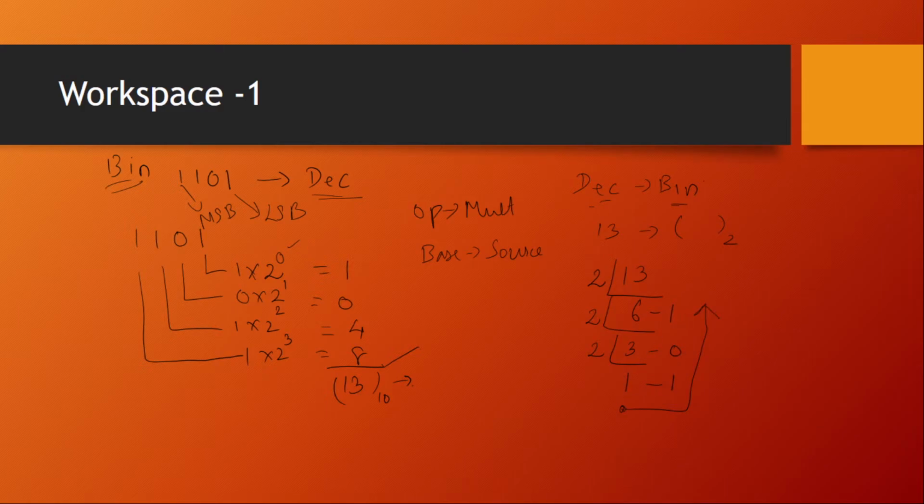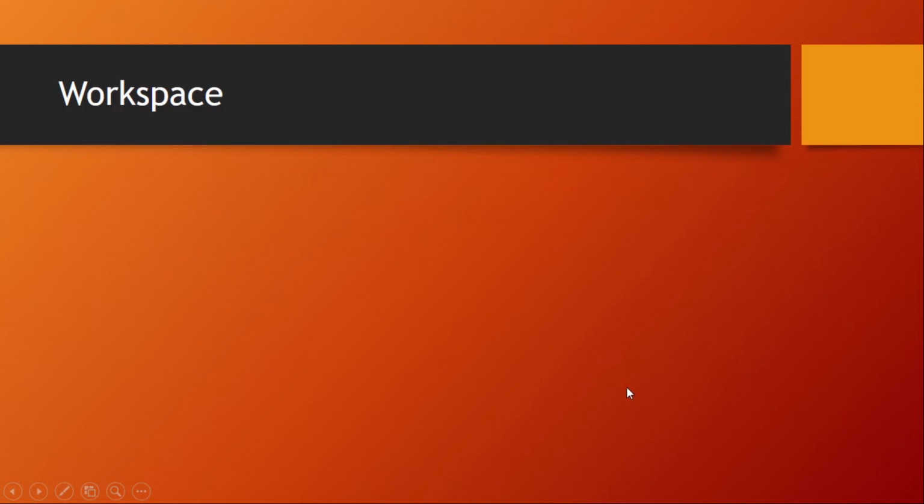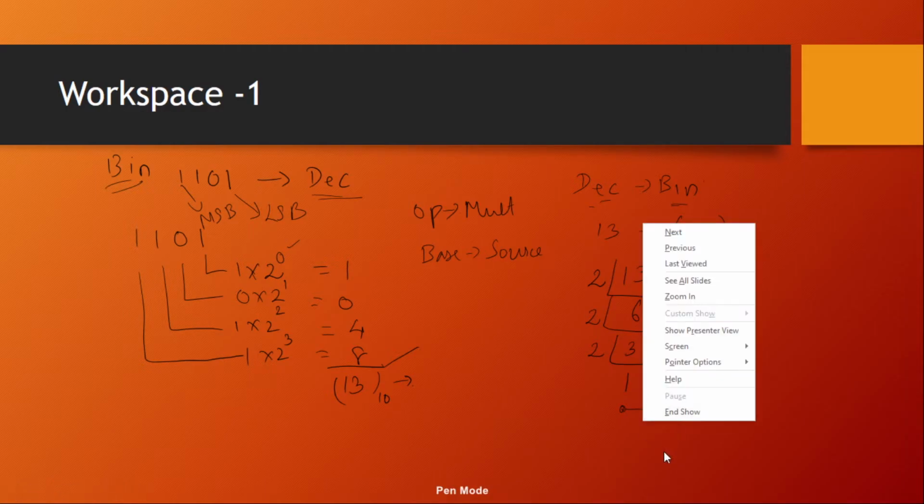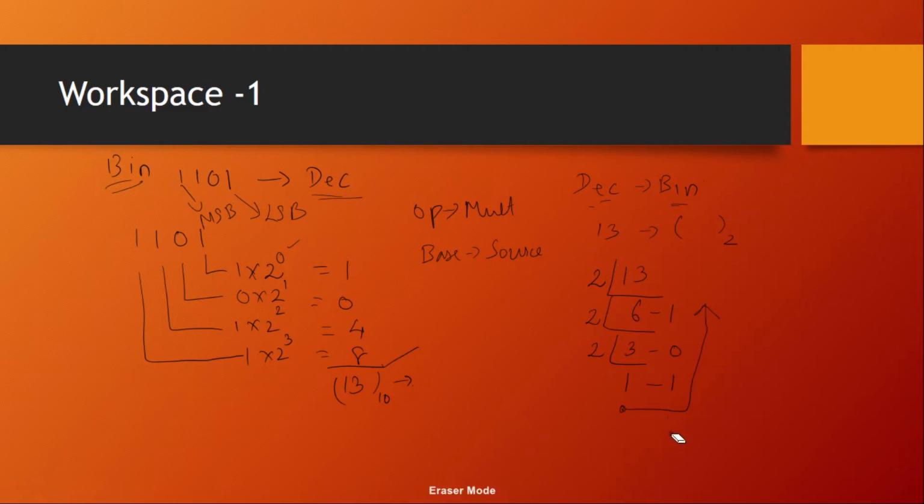So I start with the first value, that is 1. The first value is 1. The second value is another 1, which is here. The third value is 0, and the final value is 1. So this gives me the binary version of the decimal number 13.